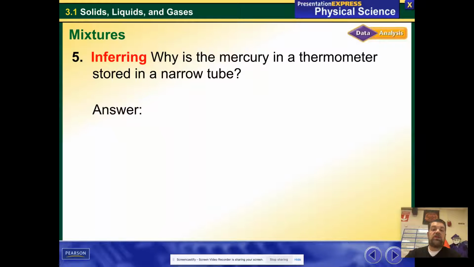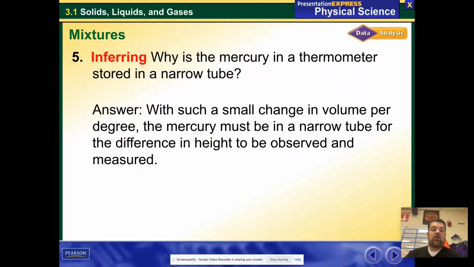Why was mercury in a thermometer stored in a narrow tube? With a much smaller change in volume per degree, the mercury must be in a narrow tube for the difference in height to be observed and measured. Okay, so it expands, but it expands very little.